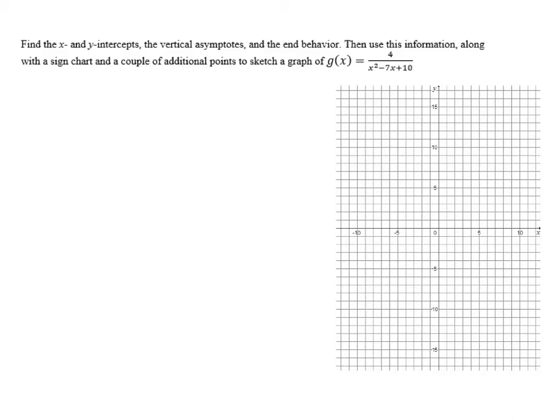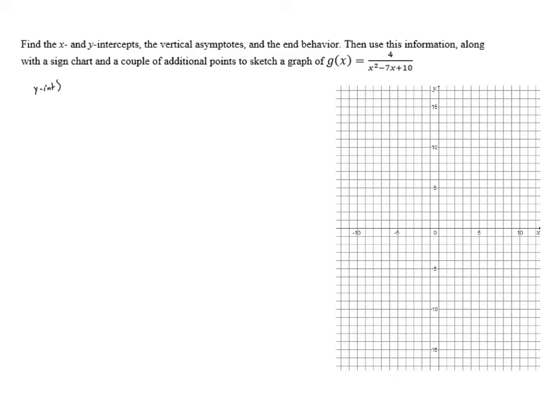Find the x and y intercepts, the vertical asymptotes, and the end behavior. Then use this information, along with a sign chart and a couple of additional points, to sketch the graph of g of x equals 4 over x squared minus 7x plus 10. We'll start with the y-intercept.